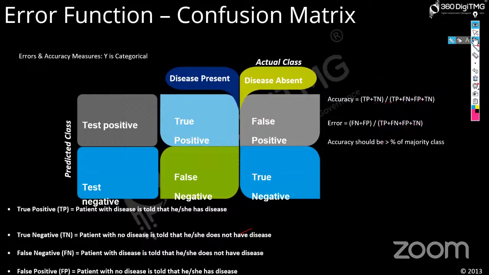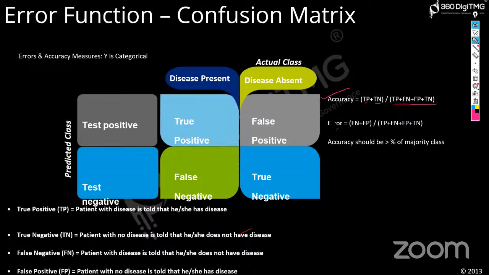How do we calculate the confusion matrix? That is also a question. So here we are having disease present, disease absent. This is a category that we are having. And true positive, true negative are the actual thing. When you want to calculate the accuracy, the formula is true positive plus true negative. True positive is, in this case, a patient with disease is told that she has the disease. True negative, a patient with no disease is told that she does not have the disease, divided by the total summation of true positive, false negative, false positive, and true negative. In this way, you will get your accuracy.